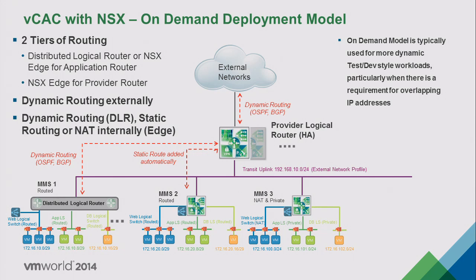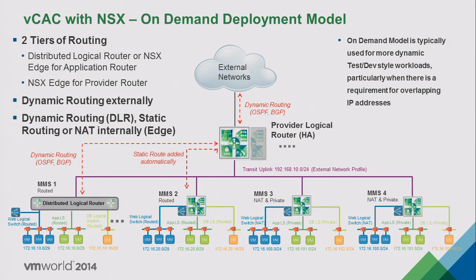Which reminds me of an important point. We can see here in our routed profiles that they're using unique IP addresses. Every logical switch has its own unique IP addresses. And when it comes to our NAT networks, when we deploy another instance, you'll see we're able to use exactly the same IP address space because address translation is performed on our application gateway.